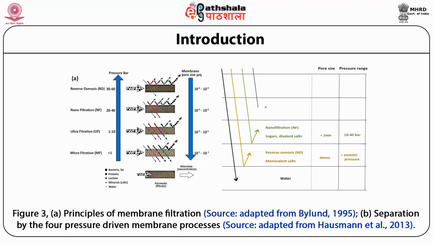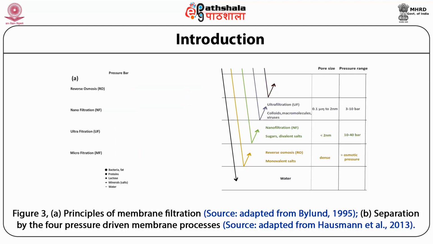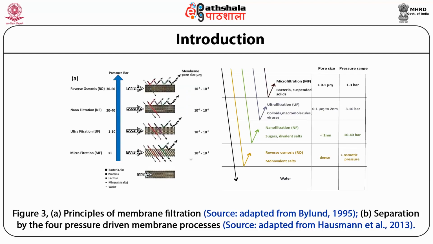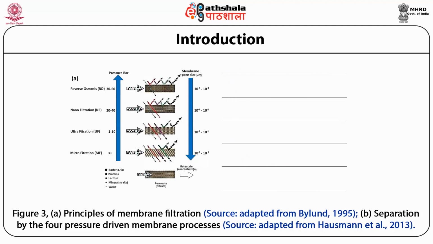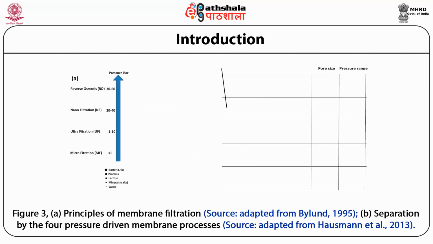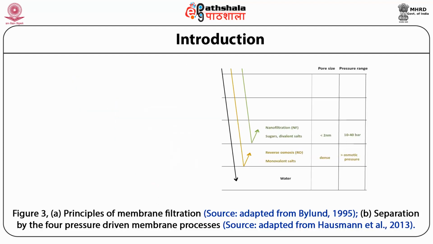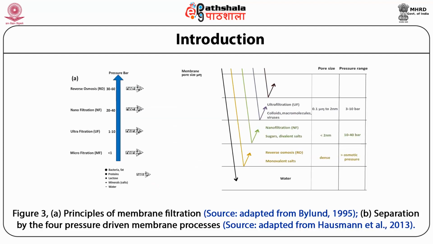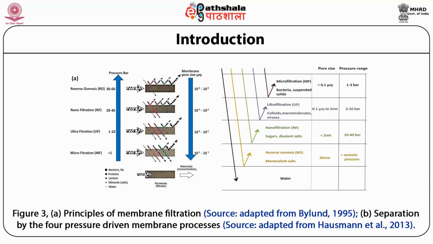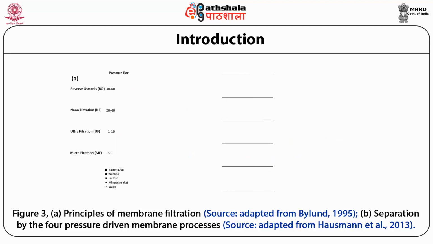And why do these 4 membrane processes show different types of separation behavior? That depends on the membrane pore size. So here you can see another arrow coming downwards, that the size for reverse osmosis is 10 to the power minus 4 to 10 to the power minus 3 in micron. In the case of NF, it is 10 to the power minus 3 to 10 to the power minus 2.